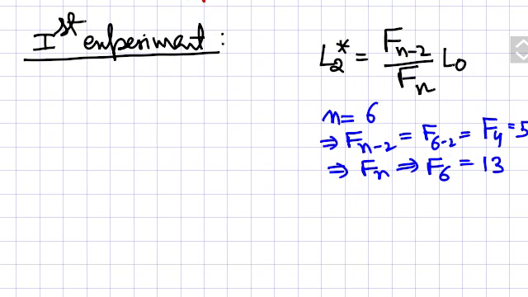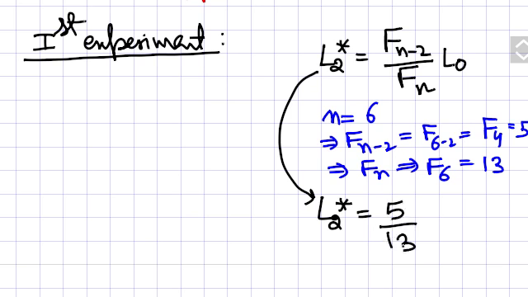Now we come to our calculation part. The distance L2, you do it here. You put 5 and 13, and L0 is 3. You will find that this distance comes to be 1.153845. You can calculate it yourself. So you've got L2.